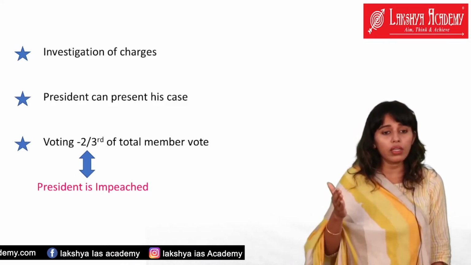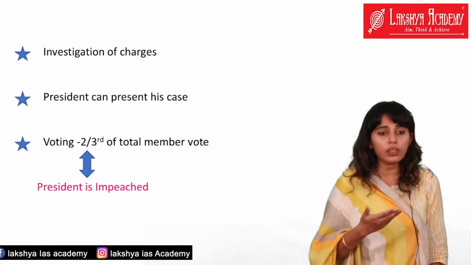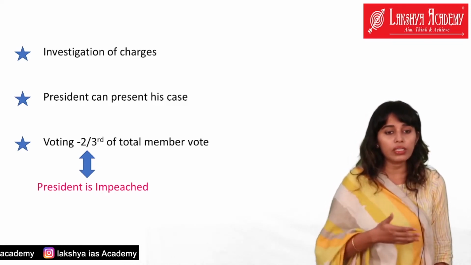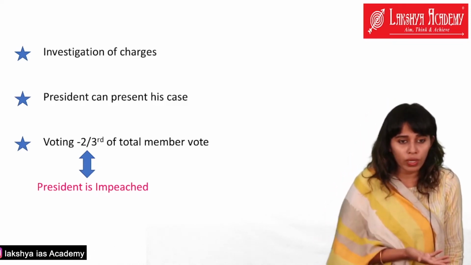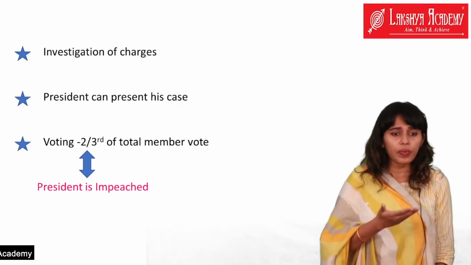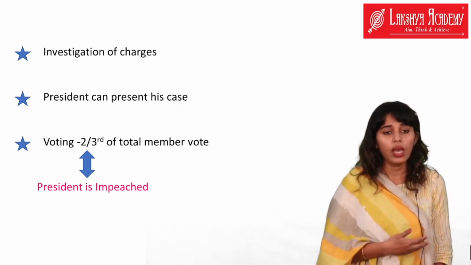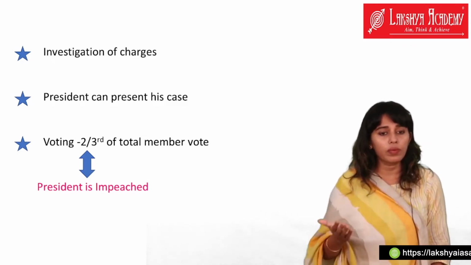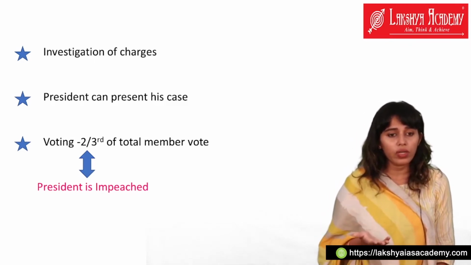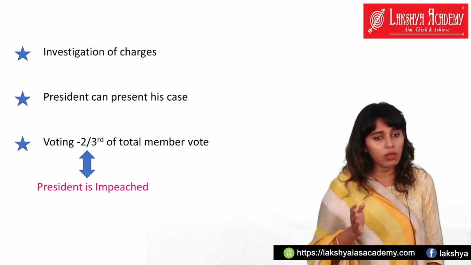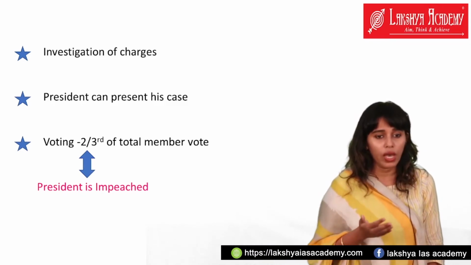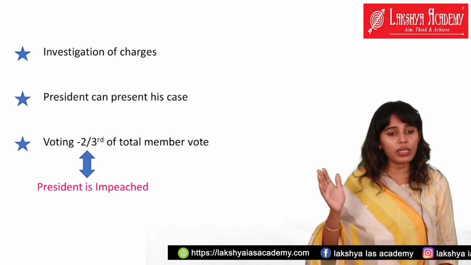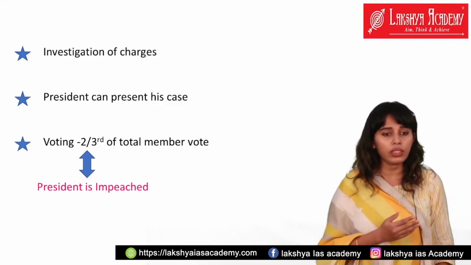Once the investigation is completed, or while the investigation is going on, the President is allowed a say in that. The President can put a defensive argument. The President will defend himself in the House. Then, when this is all done, voting takes place in the House. Again, which type of majority is required? A special majority, 2/3 of the total membership of the House. Once the second House passes this resolution, the President stands impeached.